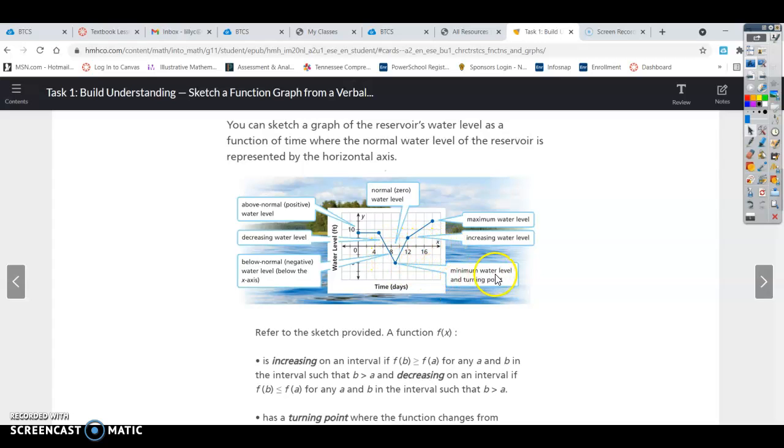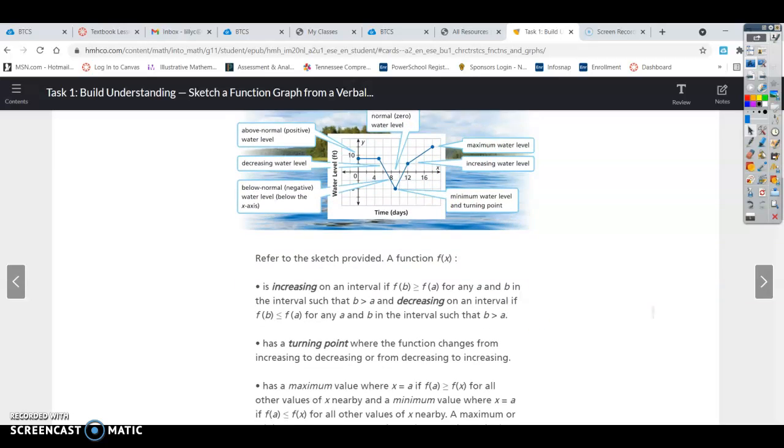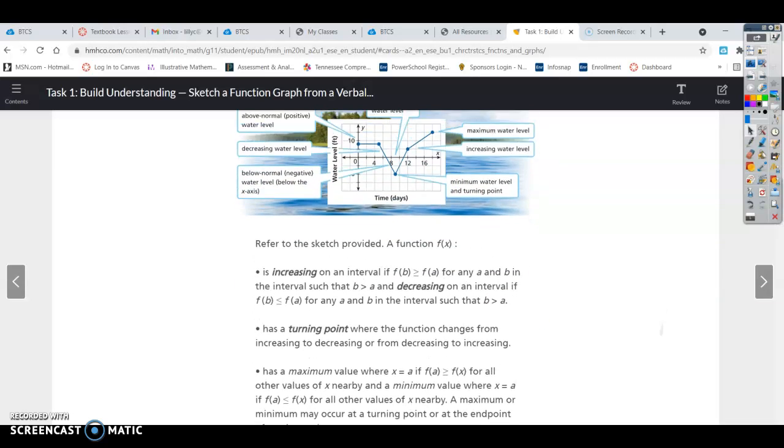All right, and then we have a minimum level. The lowest point here would be the minimum level, and that's the turning point. And then from here it goes up, so both of these sections will be increasing. And then you can see this is the highest point of the graph, so that is considered your maximum. All right, it says refer to the sketch provided.